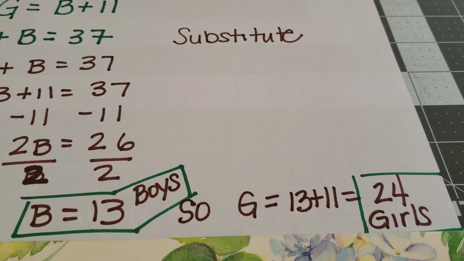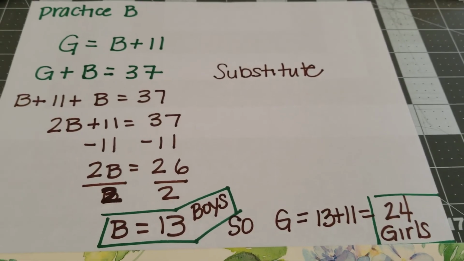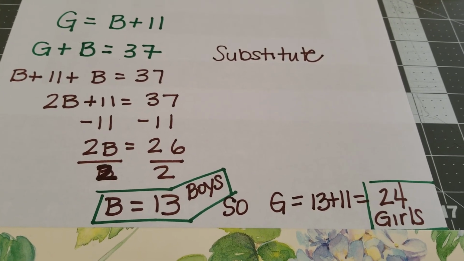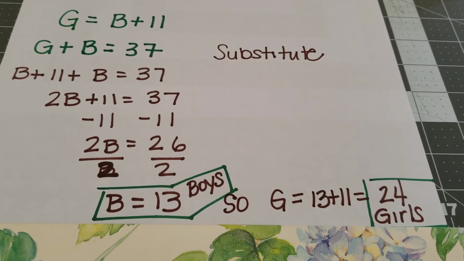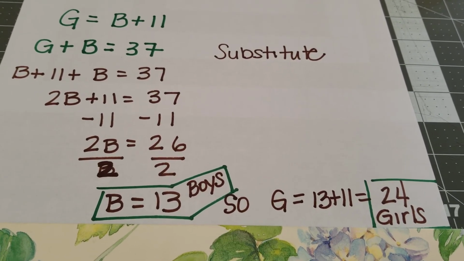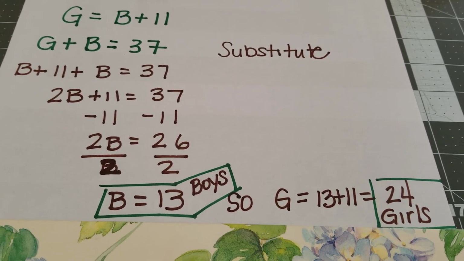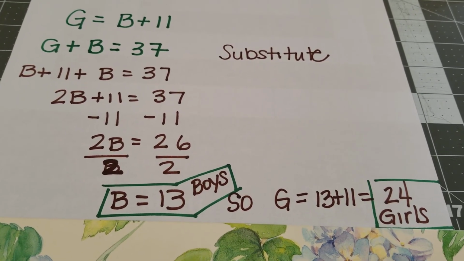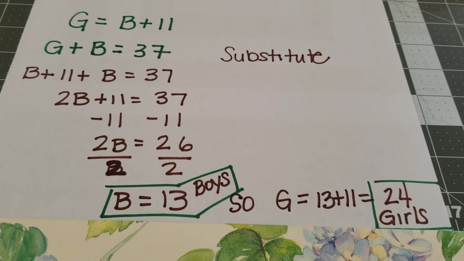So there's 24 girls. And again, if you check that in your first equations, girls 24 is equal to 13 plus 11. 13 plus 11 is 24, so that works. And girls 24 plus boys 13, 24 plus 13 is equal to 37, so that works. So I know that I'm correct here.